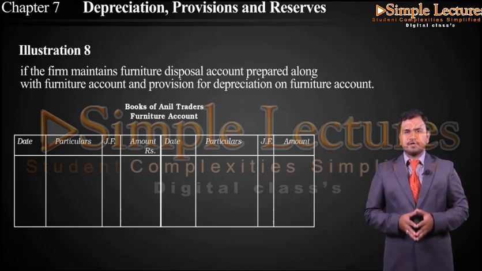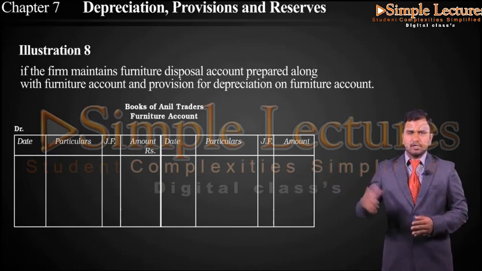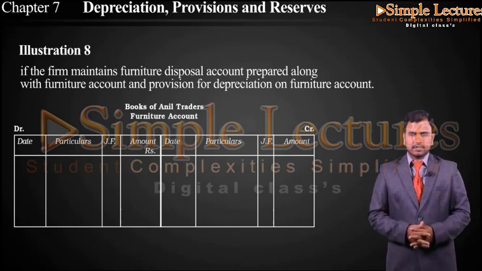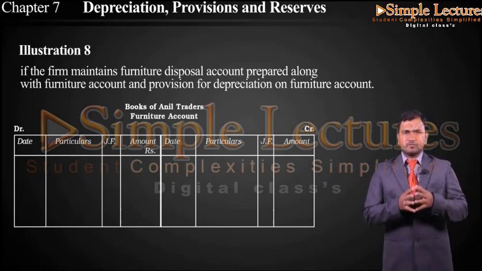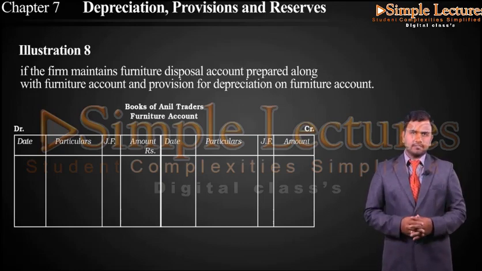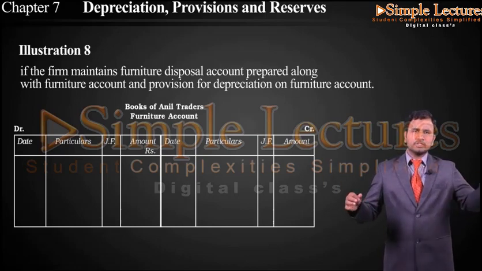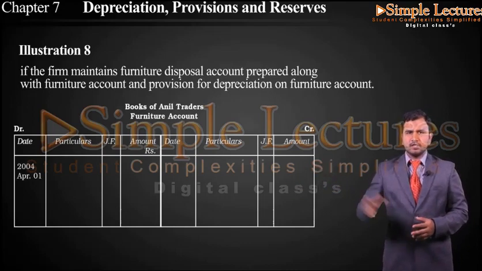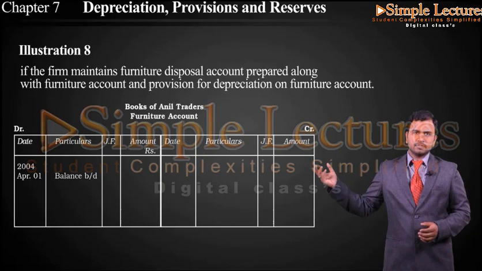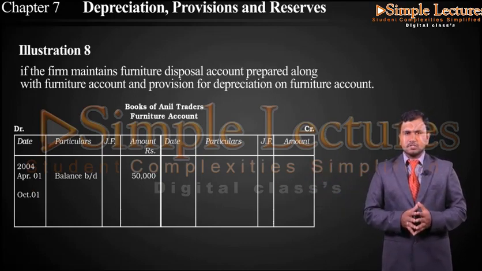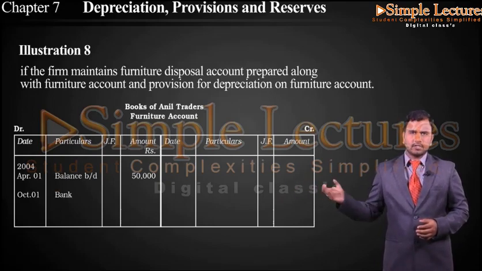Let us take the format for the furniture account: date, particulars, journal folio, amount on both sides. Wherever we have a purchase, it will be considered on the debit side, and wherever we have a disposal, it will be considered on the credit side. So here in the furniture account, when the provision for depreciation account is prepared separately, we are not going to show any depreciation. We only show what asset is coming in and what asset is going out. First, we record the purchase on the debit side: 1st April 2001, balance brought down 50,000, and another additional purchase on October 1st, bank 25,000.